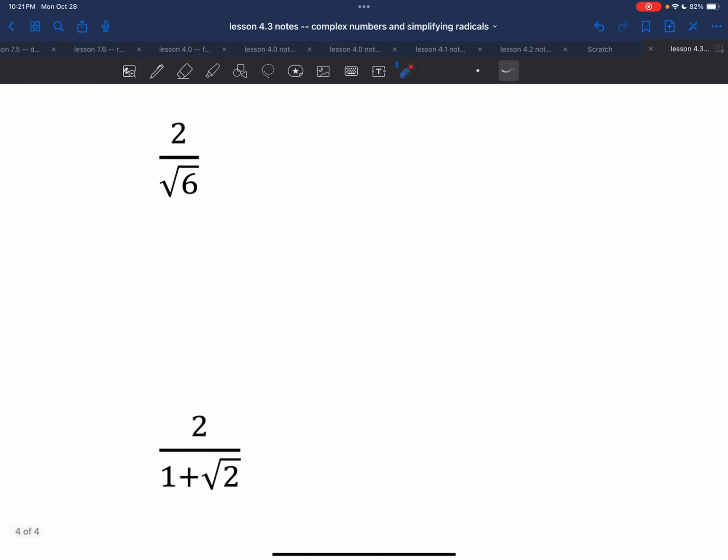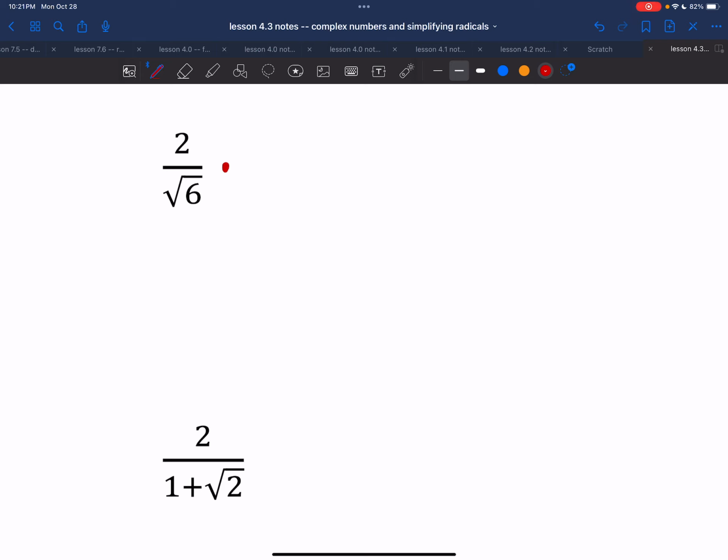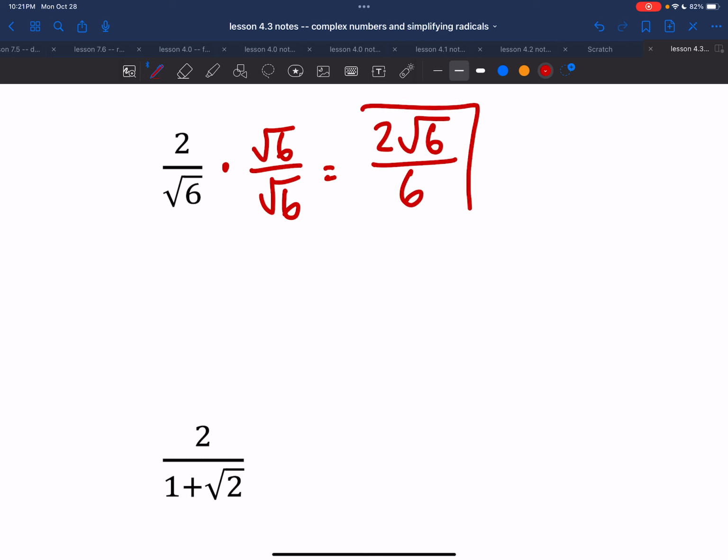So a few more, right? 2 over root 6, you can multiply by the conjugate. But really, all you got to do is say, okay, let's multiply by square root 6 on top and bottom. Then the top is 2 square root 6, and the bottom is root 6 times itself. That's root 36, which is 6, and you're done. See, these are so nice.